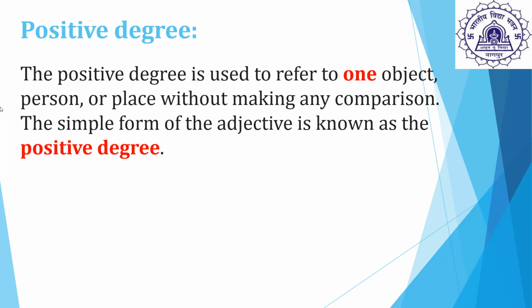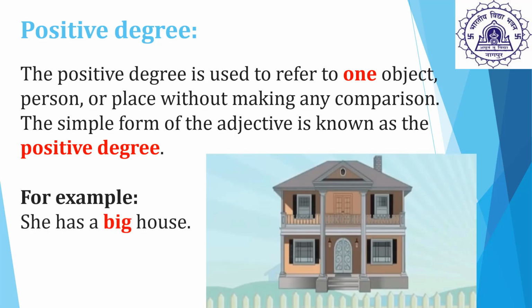Positive degree. The positive degree is used to refer to only one object, person, or place without making a comparison. It is the simplest form of the adjective, which is known as the positive degree. So children, here we do not make any comparison with any other object. We only take one noun or object into account. So for example, she has a big house. We are not comparing this house with any other house. We are just saying that this house is big.